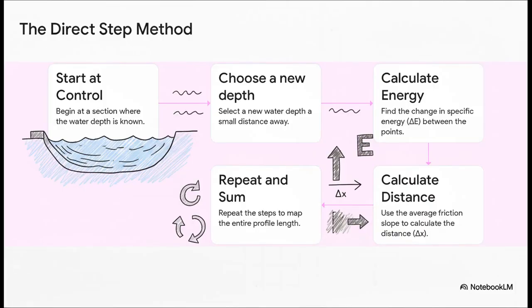So here's the game plan. You start at a spot where you already know the depth, like right at the dam. Then you just take a small step, you pick a new, slightly different depth, and then you use the big equation to calculate how far along the river you'd have to go for that change to happen. And you just repeat that process over and over, adding up all the little distances to map out the entire curve, one segment at a time.